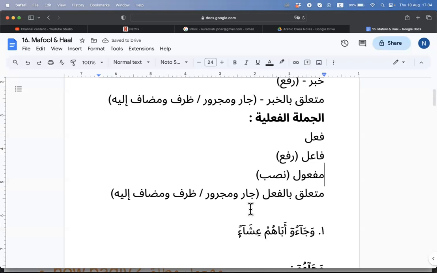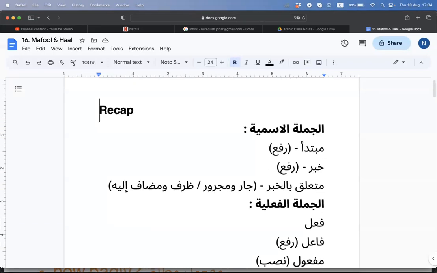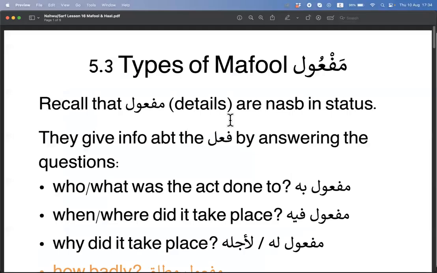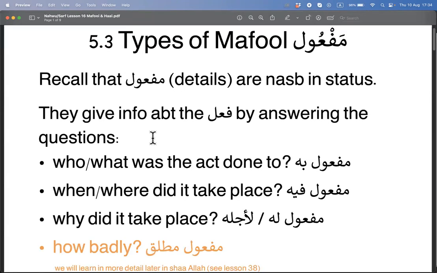So that day we did all this, right? We saw all the maf'uls, all the things that can be nasab in a jumlah fi'liyah. So today we're going to expound on that, all the details in the jumlah fi'liyah. The maf'ul are all nasab, but we have different kinds of maf'ul. It's not just one kind of maf'ul.